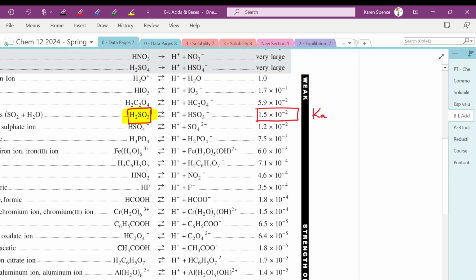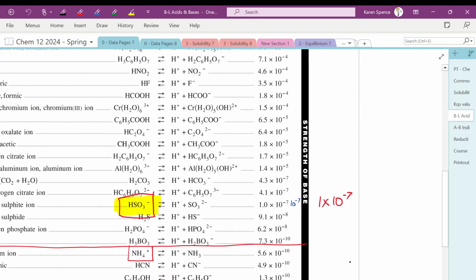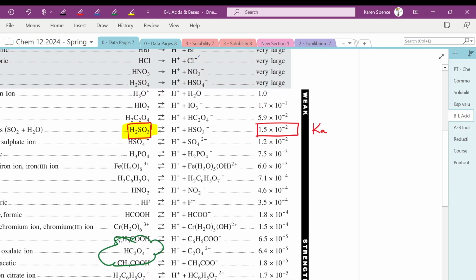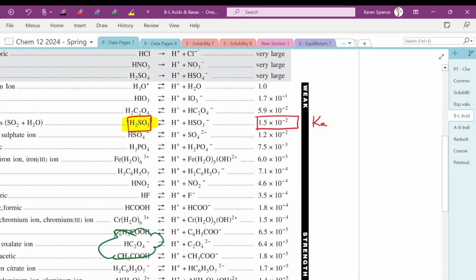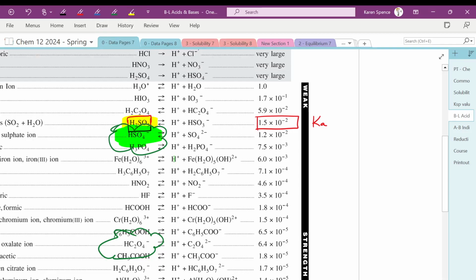Okay, let's go and look at HC2O4. There we are. HC2O4, and HSO4. Okay, so HSO4 is up top. HC2O4 is down below. So who will act as the acid and who will act as the base? HSO4 will act as the acid.